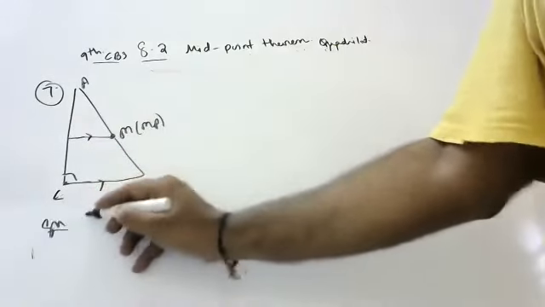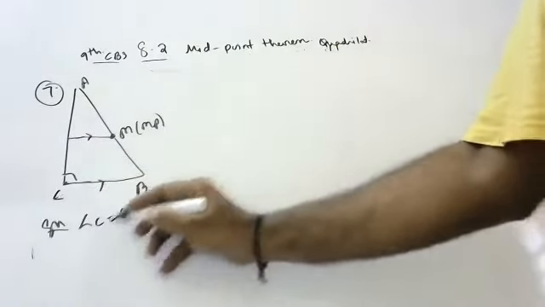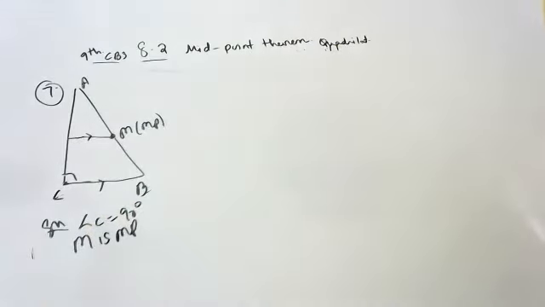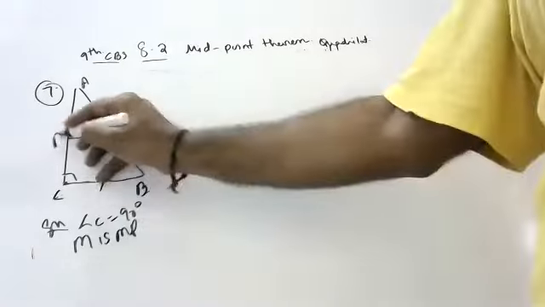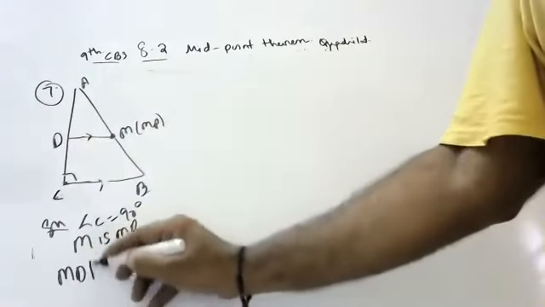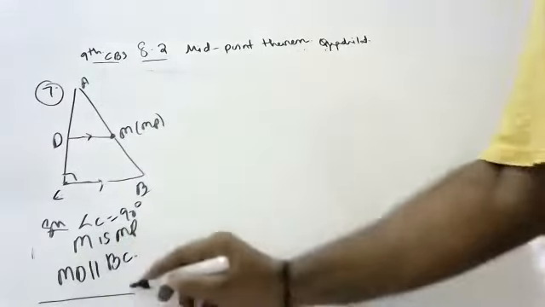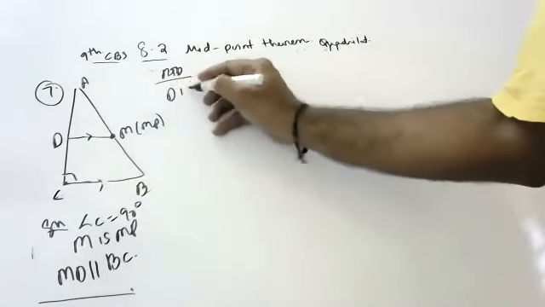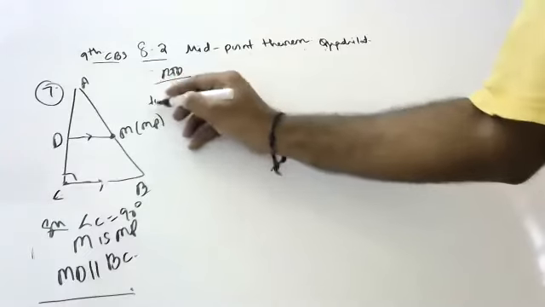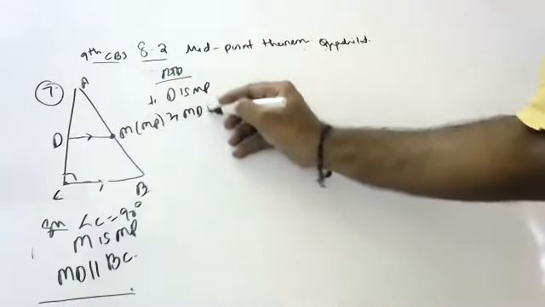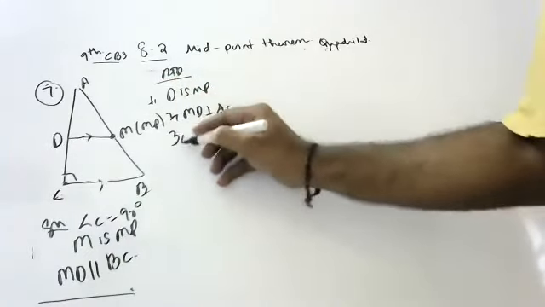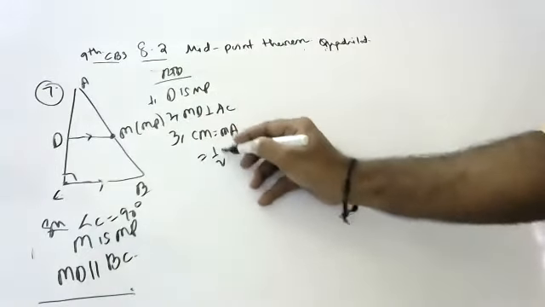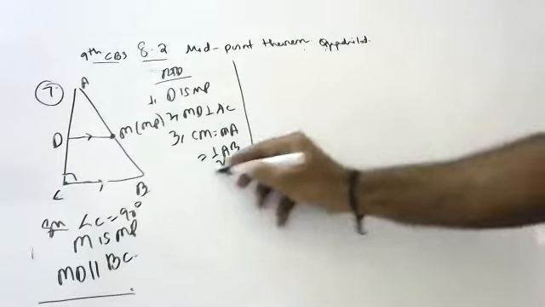Children, what is given? Angle C is 90 degrees. They gave M is midpoint. And they gave MD is parallel to BC. What is required to prove? We have to prove that D is also midpoint. Second one, MD is perpendicular to AC. We should prove. And third one, CM is equal to MA is equal to half of AB. All the three. Who will tell this sum?